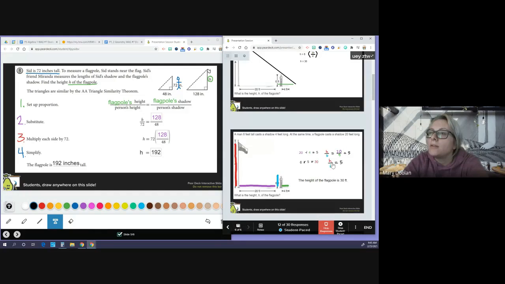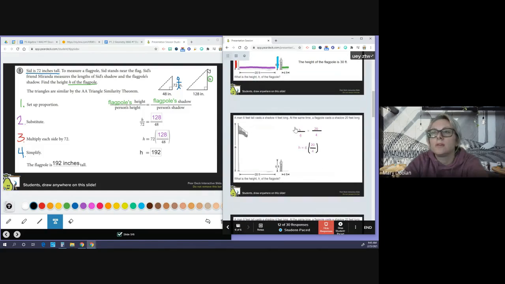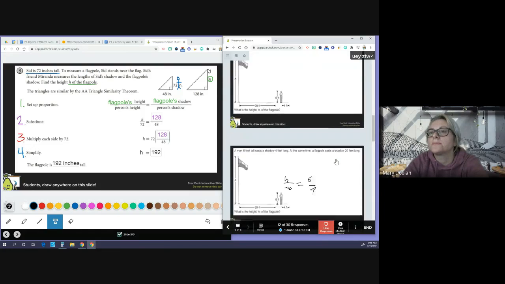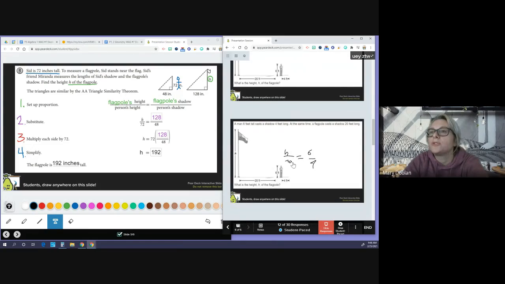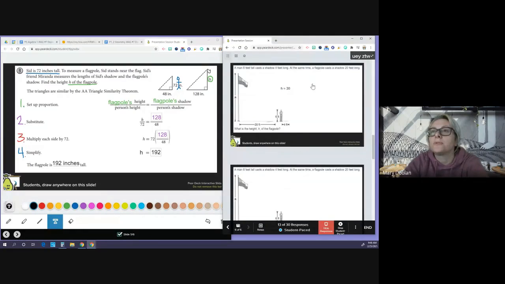Here we have h over 6, 20 over 4. Okay, yeah, the height of the flagpole is 30 feet. This works. 30 feet exactly. H over 6, 20 over 4. That works. H over 20 and 6 over 4. This also works. They have the correct answer. I don't know how they got it.